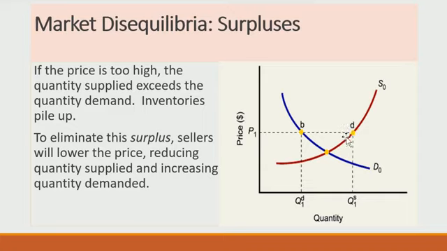If sellers lower the price, with the reduction in price you can expect a decrease in quantity supplied. At the same time, this decrease in price will encourage people to demand more, so quantity demanded will increase in this direction, and this increase in quantity demanded and decrease in quantity supplied will happen until these two reach this point, which is the equilibrium price.